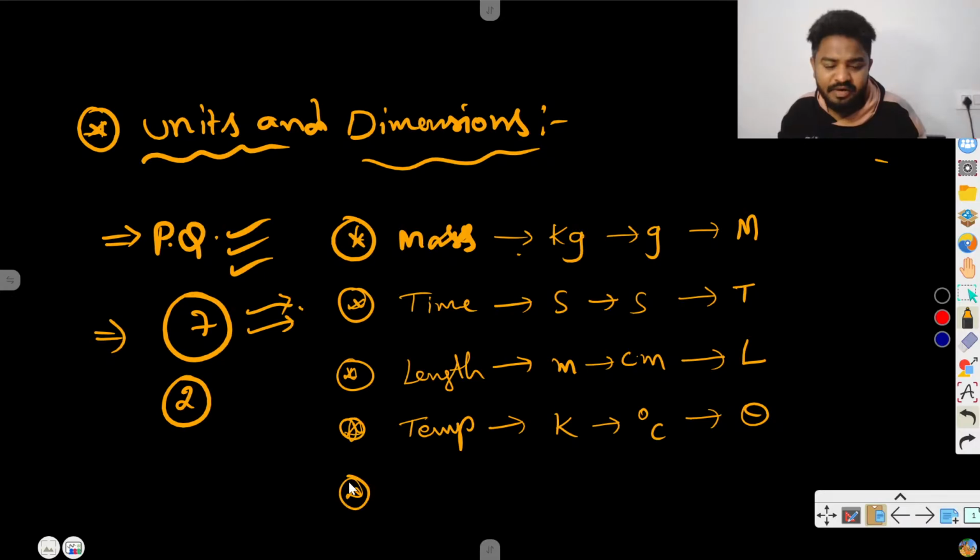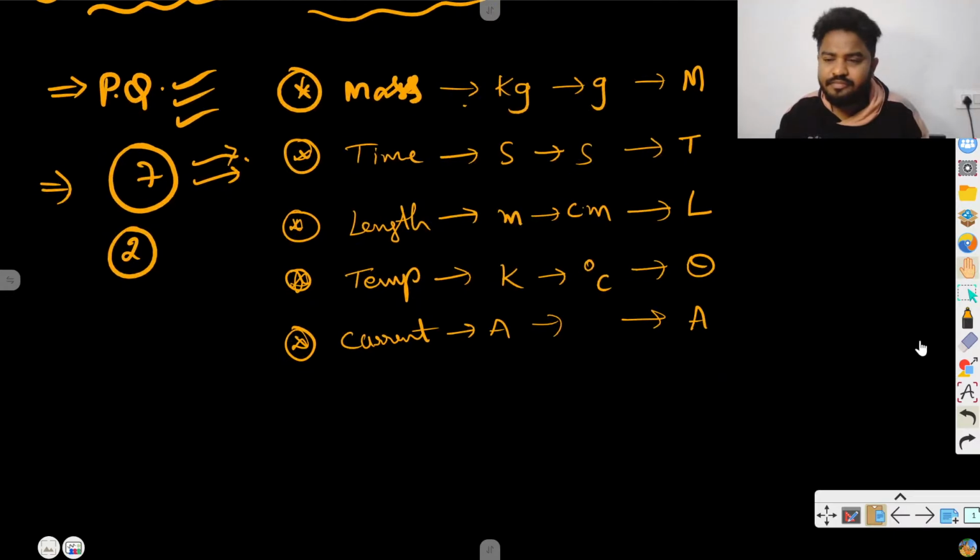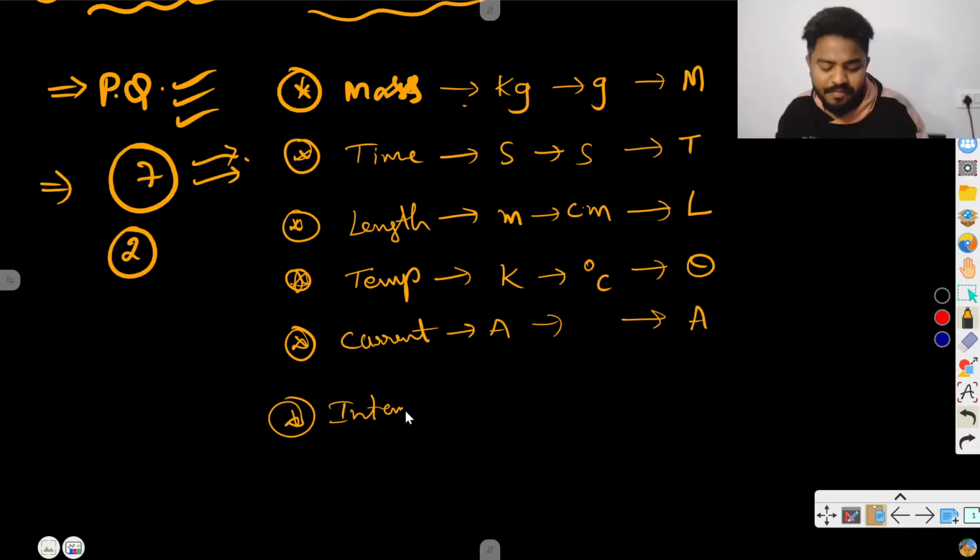Next, after temperature, let's go with current. This is also a fundamental physical quantity. Ampere is the SI unit, and the symbol is A. Then after current, let's take light intensity. Here the SI unit is candela, CGS unit is not needed, and the symbol is cd.